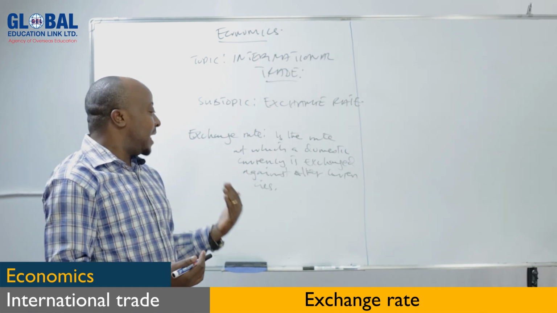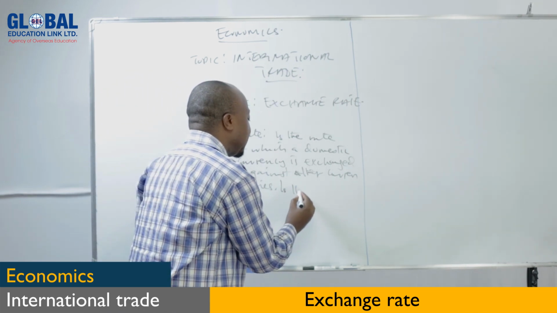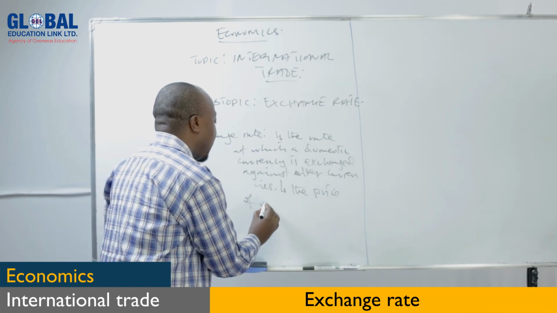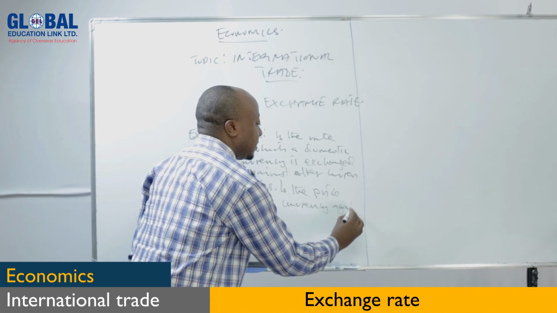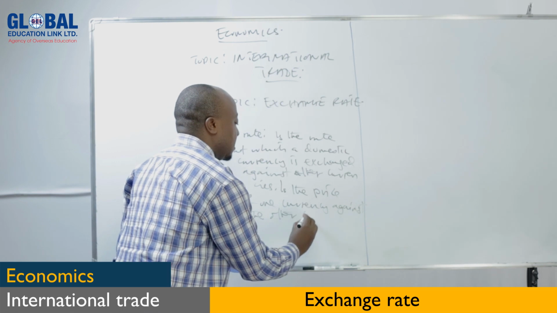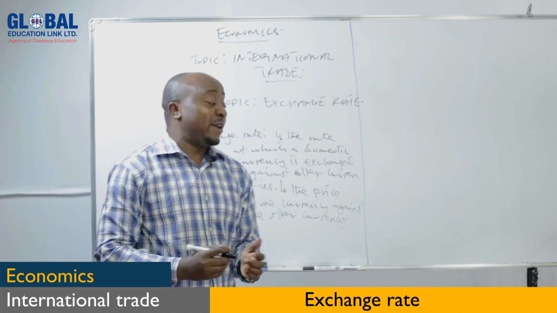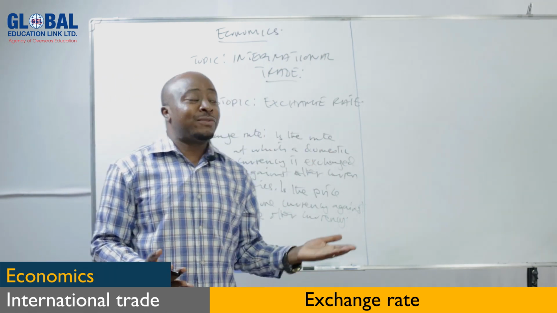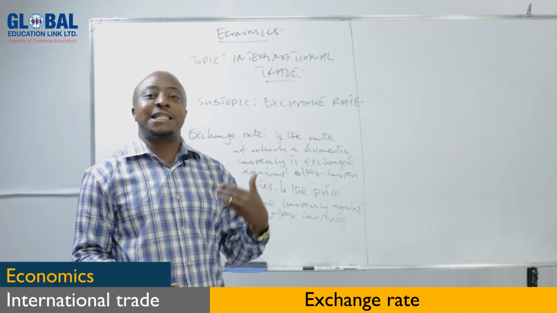Or in other words, you can say exchange rate is the price of one currency against the other currency. This is also another definition, because as we said, we are buying and selling these currencies in the market. So you can say exchange rate is the price of one currency against other currencies.